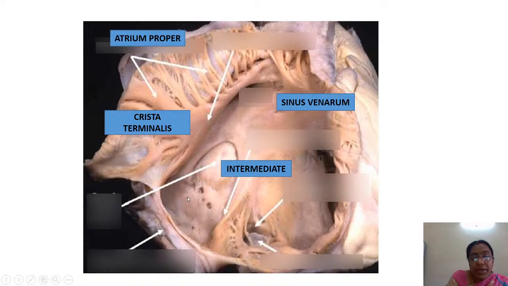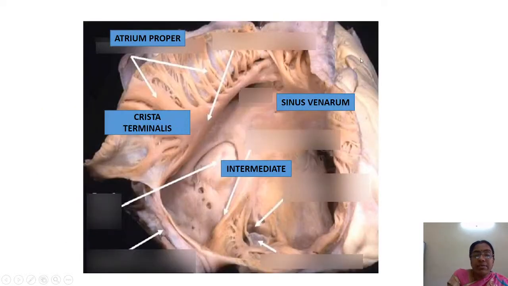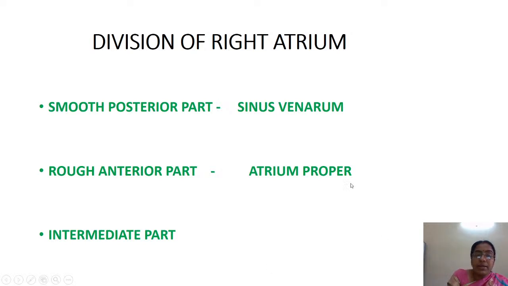So when you open the right atrium and go inside, you see the smooth posterior part, the rough anterior part, and the intermediate part. Now, the developmental part is not required for you, but have a little note about it. The smooth posterior part develops from the sinus venarum. The rough anterior part develops from the primitive atrium, or the atrium proper.